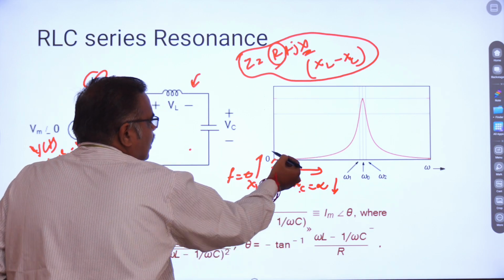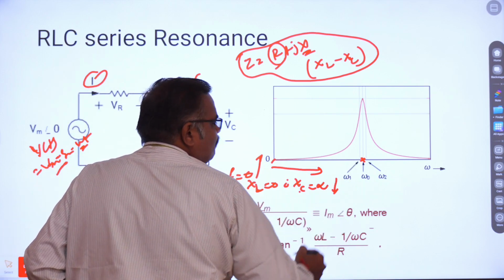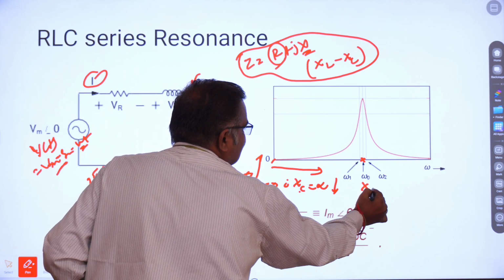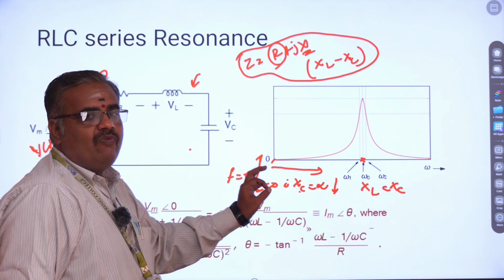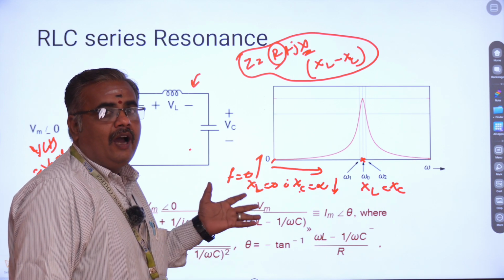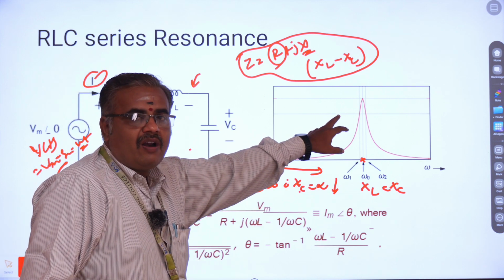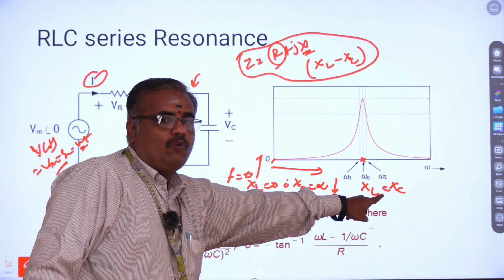So what will happen now? The current flow will be gradually increasing. So at one particular point, the current flow will reach its maximum. At this place, your XL and XC will be equal. So this is the place where the resonance condition occurs. The resonance condition will be obtained in our circuit. So therefore, the condition for an RLC series circuit to be under resonance is XL is equal to XC.